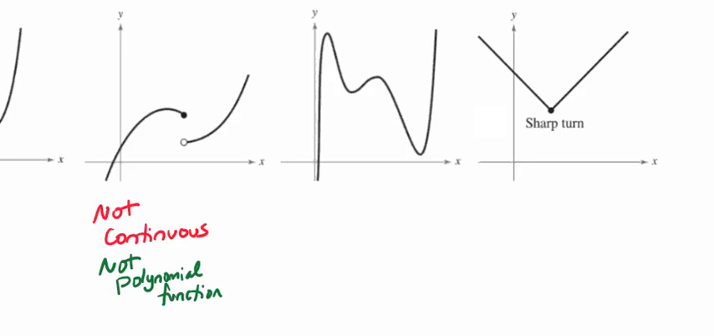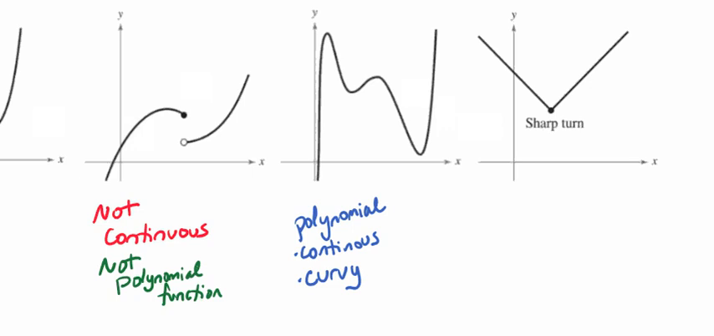Let's take a look at two more examples. Take a look at this next graph. What do you think? Polynomial function or non-polynomial function? If you said polynomial function, you're right, because we have a continuous graph with gradual turns. We've got that nice curviness to it.